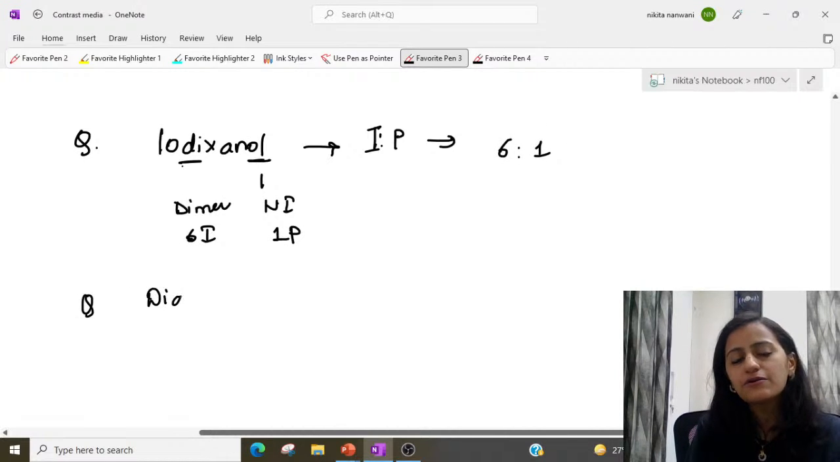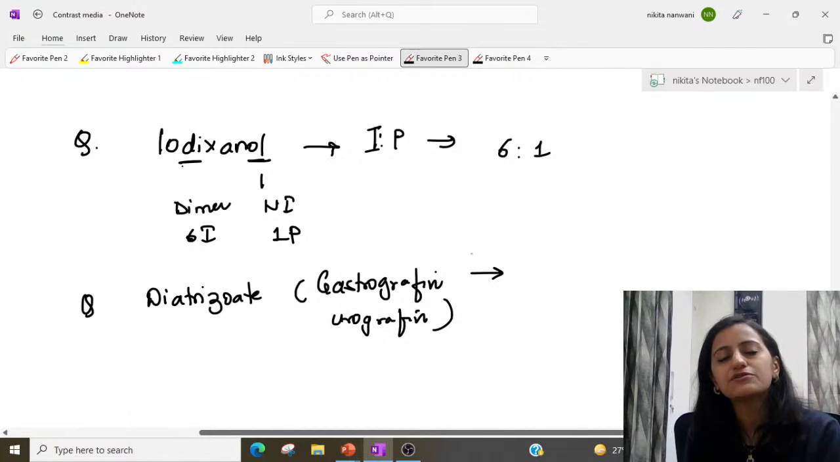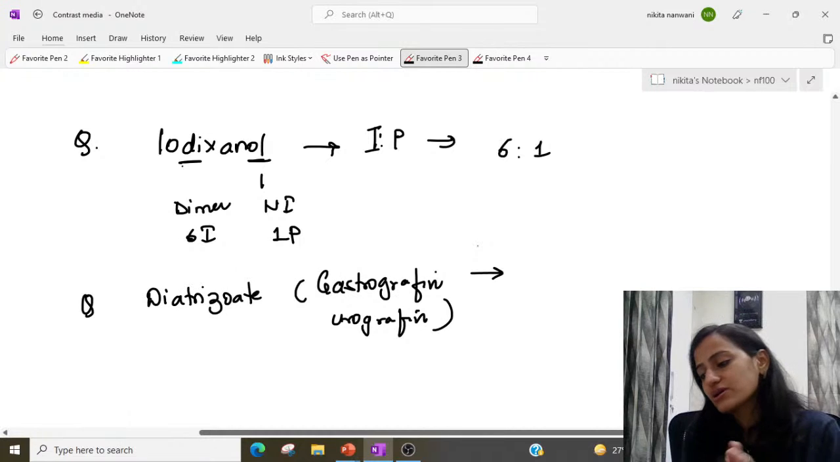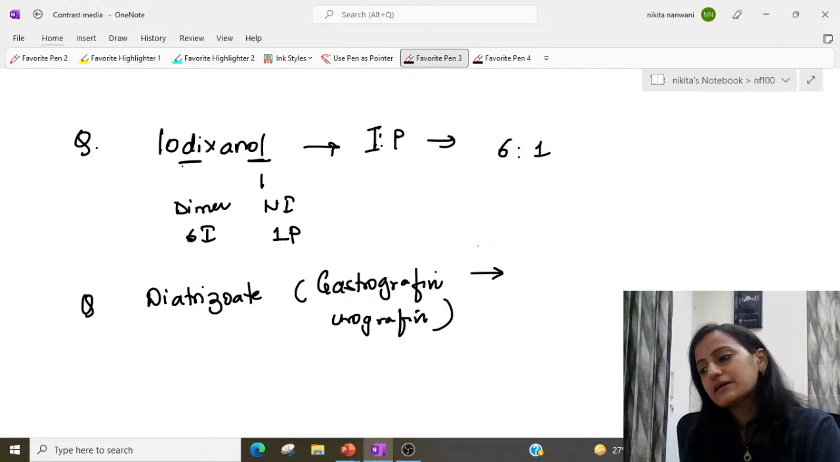What will be the iodine particle ratio of diatrizoate? Remember the brand names of diatrizoate: you have your Gastrografin, Urografin, the options given in the exam. Gastrografin and Urografin are nothing but your ionic iodinated contrast media. Diatrizoate, how much will be the iodine particle ratio?